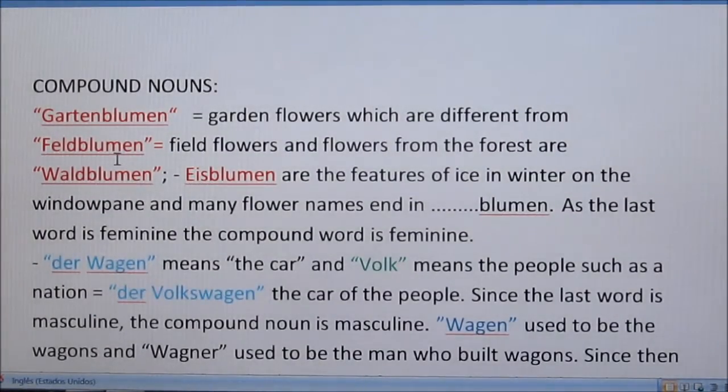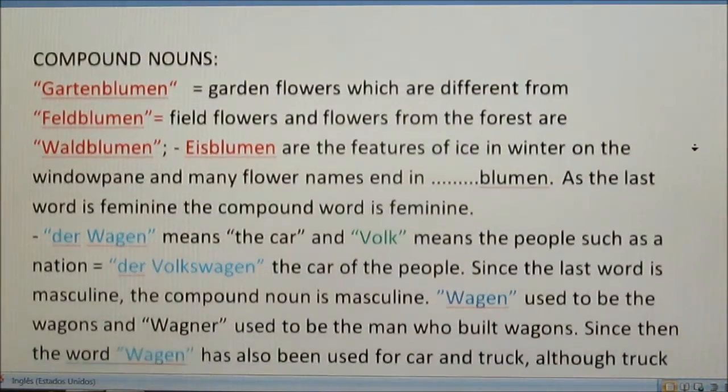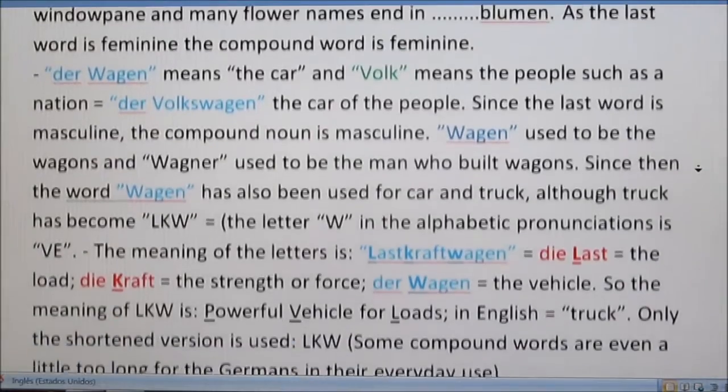Compound nouns: Gartenblumen, Feldblumen, Waldblumen, Eisblumen. Der Wagen means the car, and Volk means the people, such as a nation. Der Volkswagen, the car of the peoples. Since the last word is masculine, the compound noun is masculine.